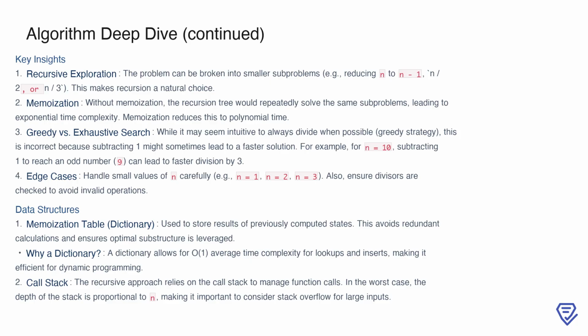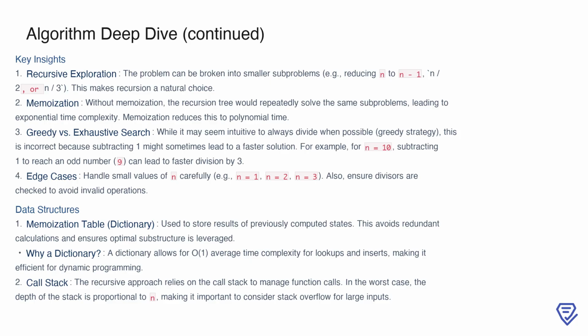It's also important to note that a greedy approach, where we always divide when possible, is not guaranteed to produce the correct result. For example, when n equals 10, subtracting 1 to make the number divisible by 3 leads to a faster solution than dividing by 2. This highlights the importance of exploring all possible operations exhaustively.